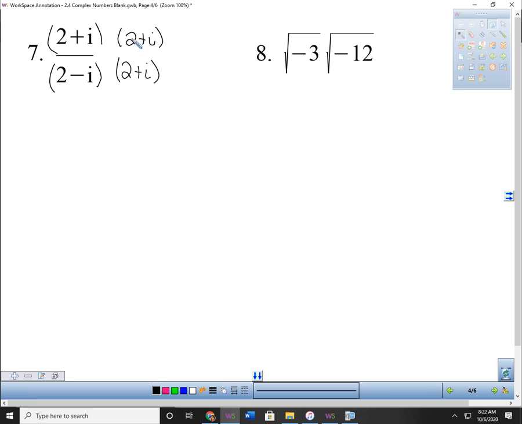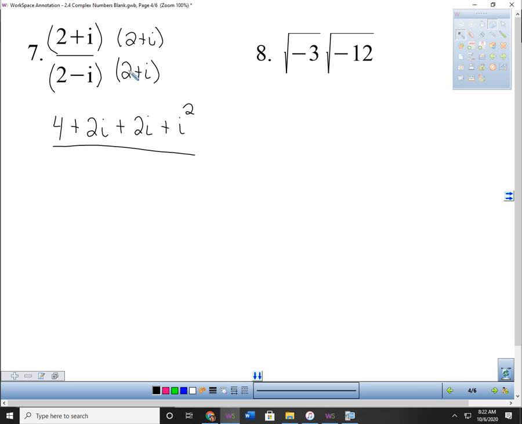So 2 times 2 is 4. 2 times i is 2i. i times 2 is 2i. And this is going to be i times i, which is i squared. So in front of this is just a positive 1, so that's just going to change this to negative 1, so we'll change that in a minute.